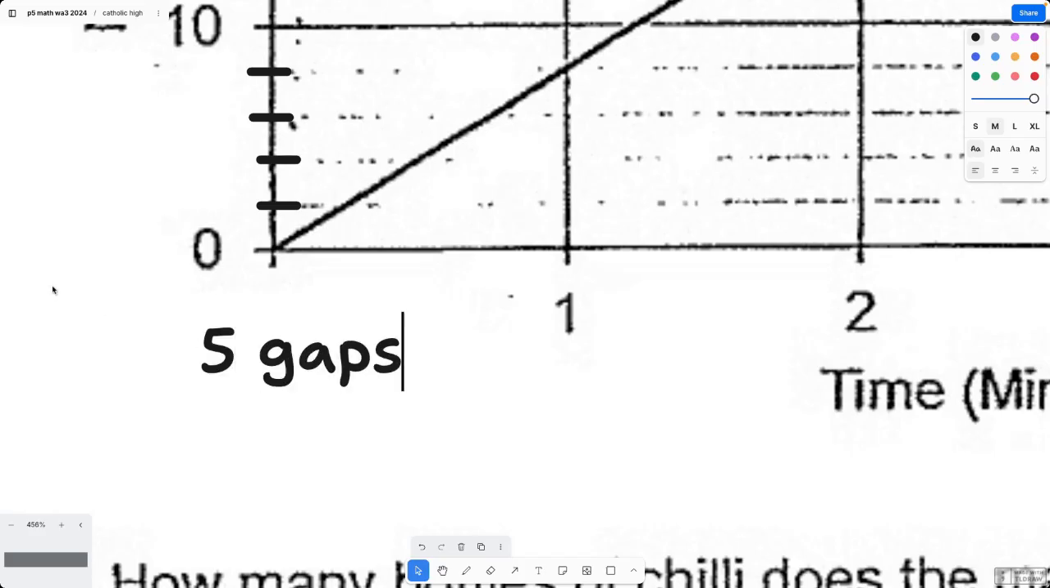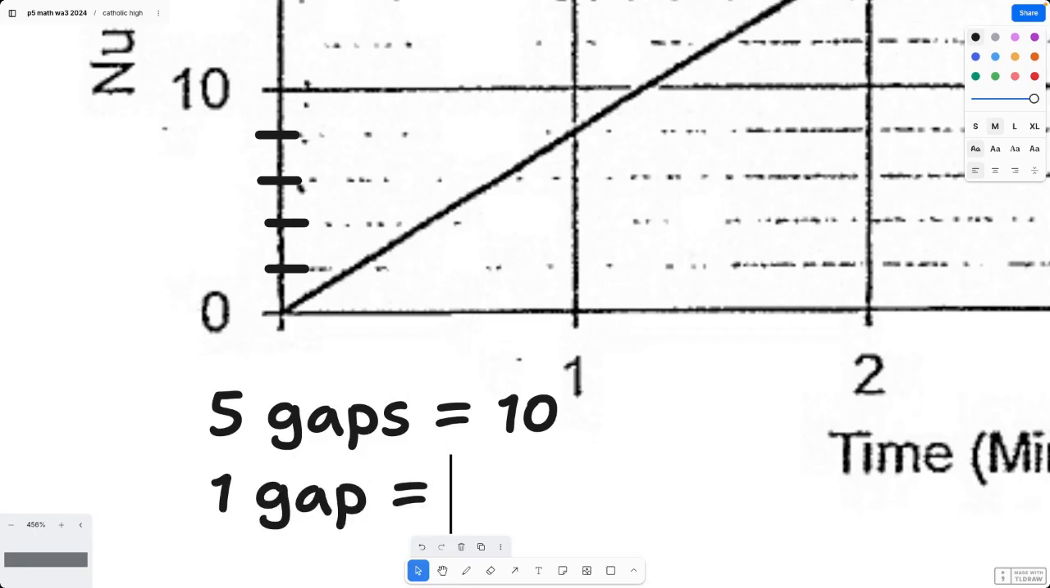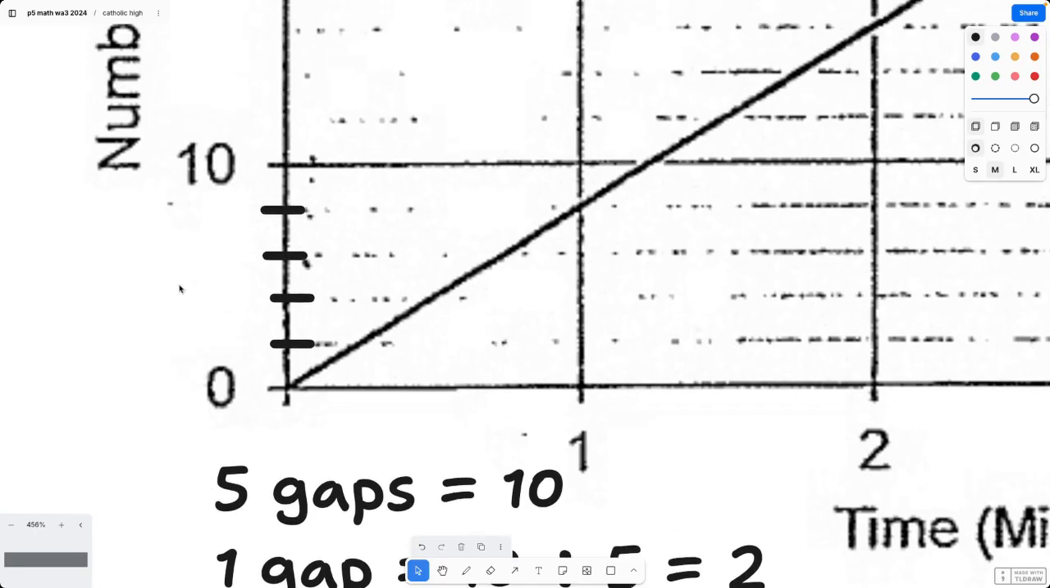Okay, so now 5 gaps is from 0 to 10, that is basically 10. So one gap is equal to 10 divided by 5, which is 2, right? So 1 point is basically 2. So if I were to put here 2, I just put here 2, and then 4, then this is 6, and then this is 8, and lastly we have 10. Okay, so each point over here is 2.